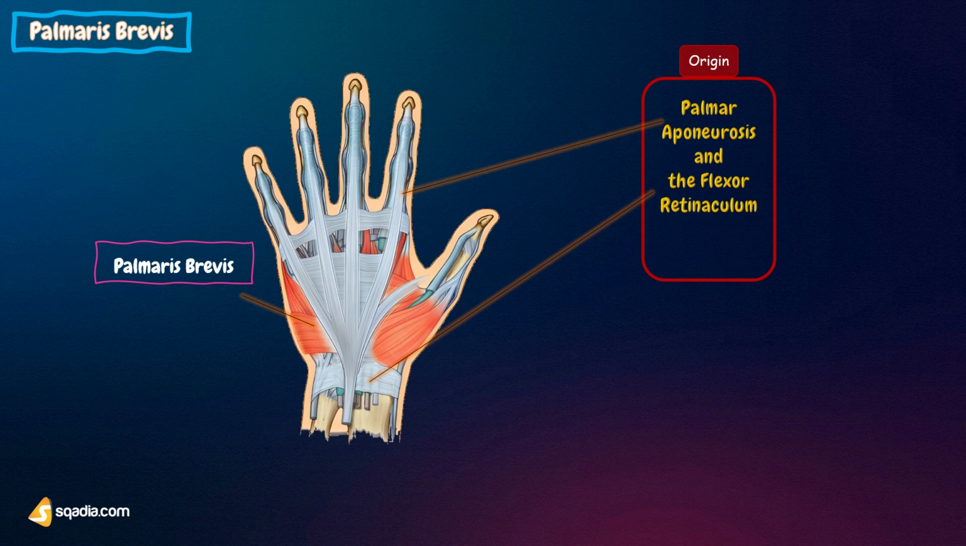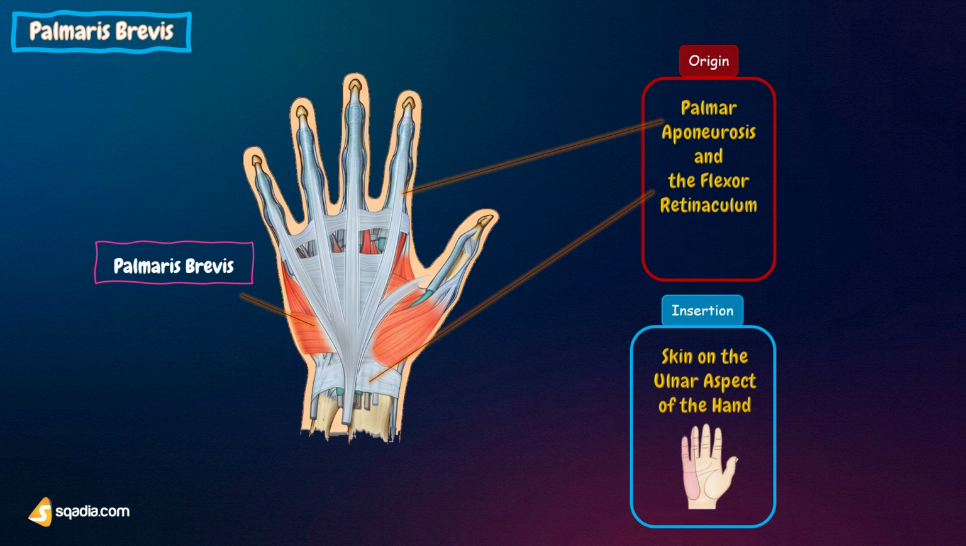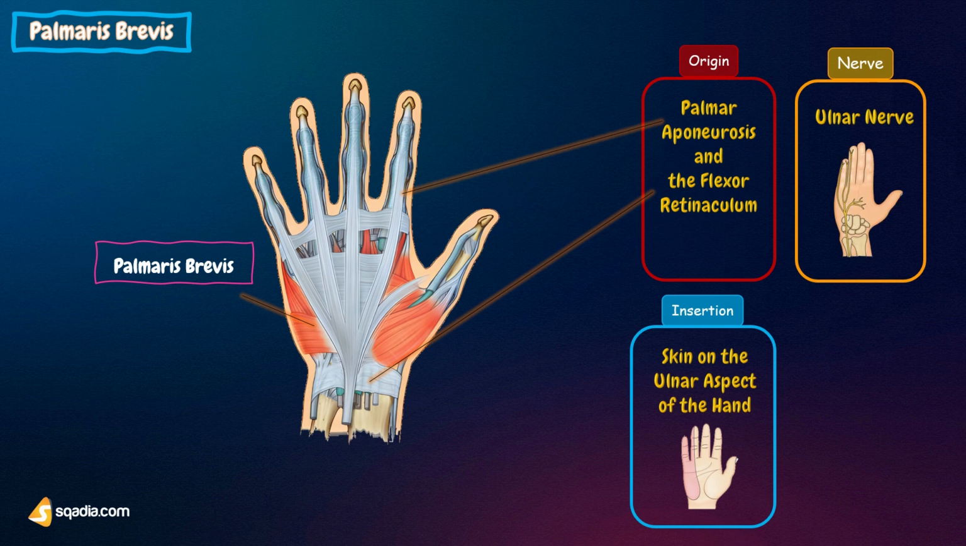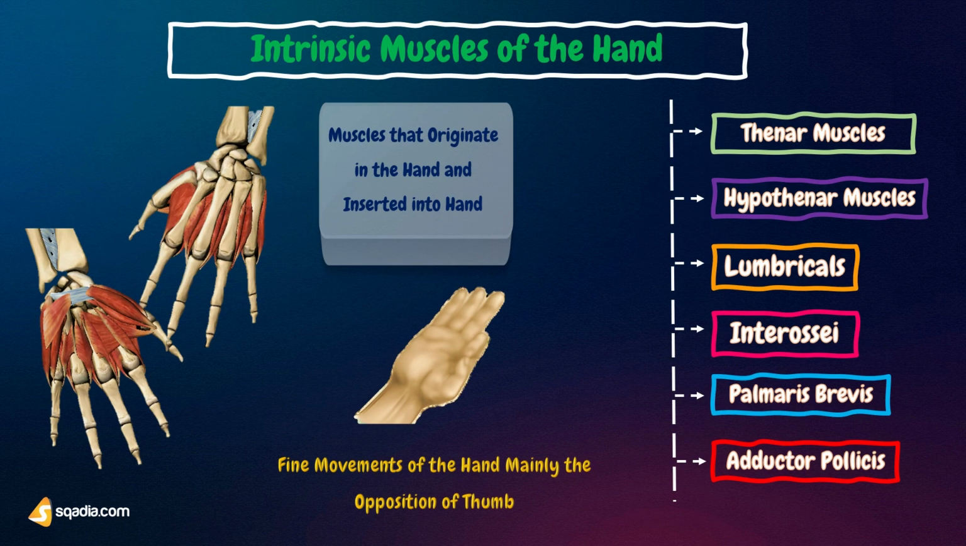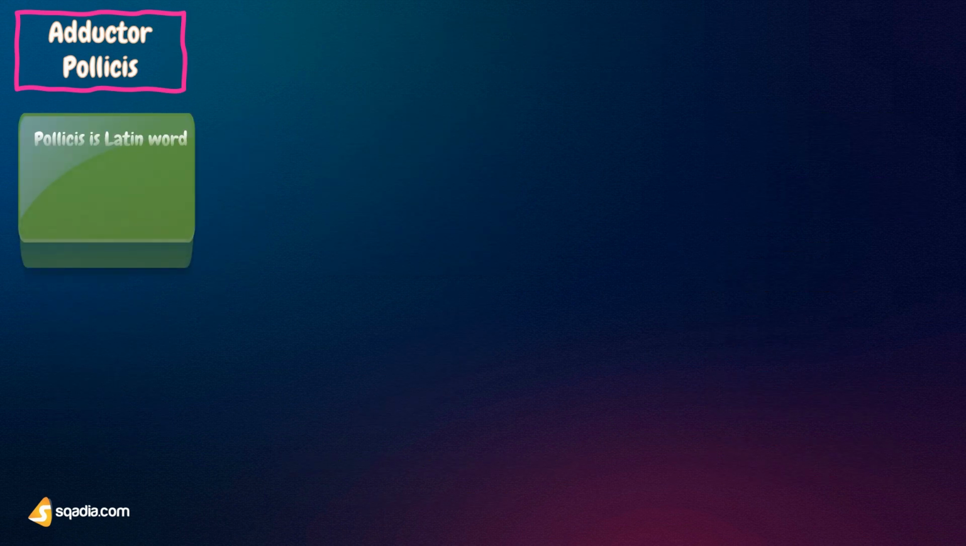Palmaris brevis is a small, thin muscle found superficially in the subcutaneous tissue of the hypothenar eminence. Attachments: originates from the palmar aponeurosis and flexor retinaculum, attaches to the dermis of the skin on the medial margin of the hand. Actions: wrinkles the skin of the hypothenar eminence and deepens the curvature of the hand, improving grip. Innervation: ulnar nerve.